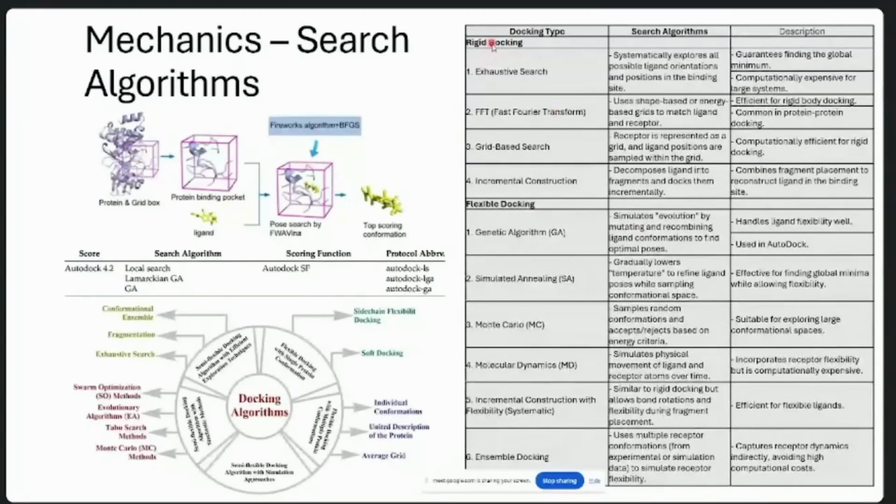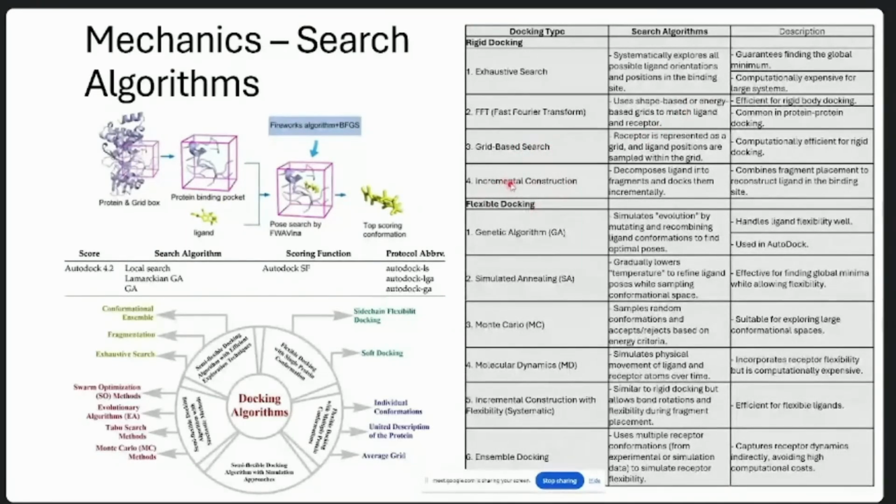But let's have a quick focus on the rigid docking algorithms. Fast Fourier transform is well known. It uses shape-based or energy-based grids to match ligand and receptor. So it deals with the ligand and the receptor as spaces overlapping with each other, and we want to find the best overlap between them.